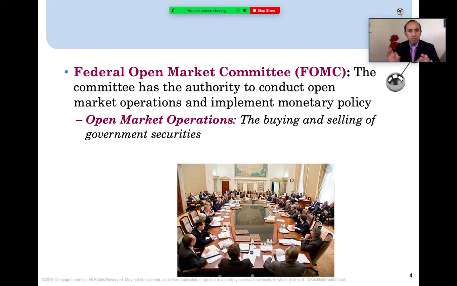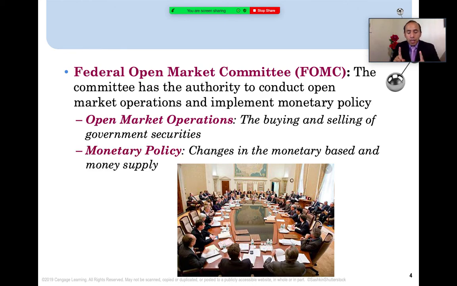Open market operations is conducted by the Federal Open Market Committee, and it's the buying and selling of government securities. The buying and selling of government securities can be in two cases. The buying and selling of government securities leads to expansionary monetary policy, which helps expand the economy, or contractionary monetary policy that can contract and decrease the amount of monetary base in the economy, therefore contracting the market. Now, monetary policy is essentially changes in the monetary base and the money supply in the U.S. economy, and also affects the level of interest rates in the market.